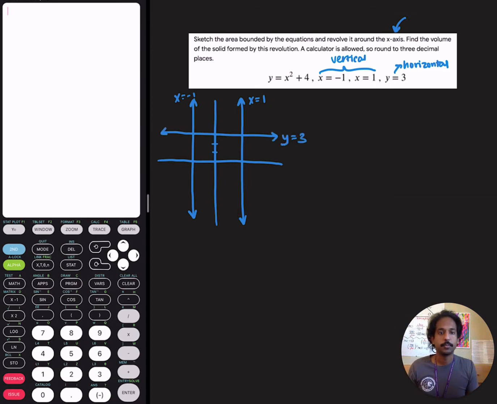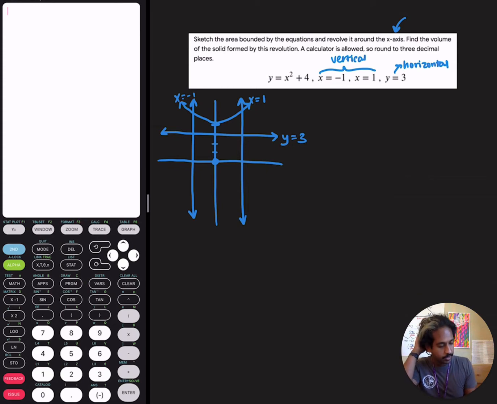And now what about x squared plus 4? Well, we know that x squared is a parabola, and it's going to open up like this. And x squared would just start at the origin. So if it's plus 4, we're just going to move up 4 units: 1, 2, 3, 4. And so we're going to get a parabola that looks something like that.